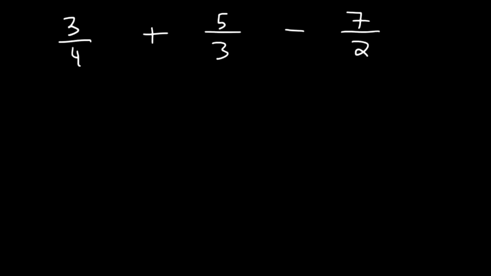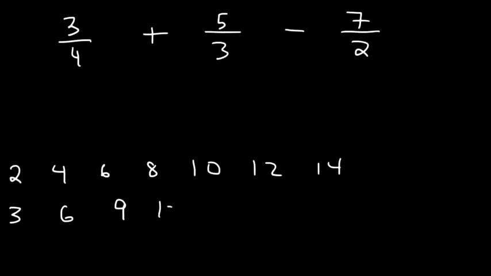If you want to find the least common denominator, make a list. All of the multiples of 2 are 2, 4, 6, 8, 10, 12, 14, and so forth. Multiples of 3 are 3, 6, 9, 12, 15, 18, and so forth. And multiples of 4 are 4, 8, 12, 16, 20.